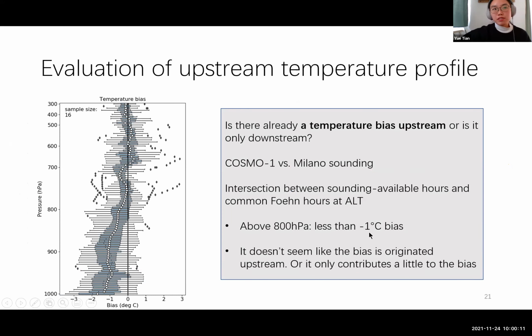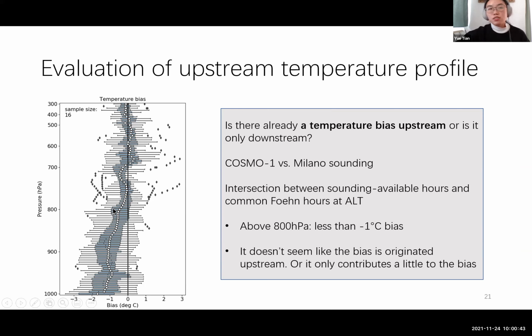Since we observe this very constant cold bias in the valley, we want to know if there's also a bias on the upstream side. So now we are looking at the sounding from Milano. And here I calculate the bias between sounding data and the Cosmo 1 output or results for the average of these 5 cases.